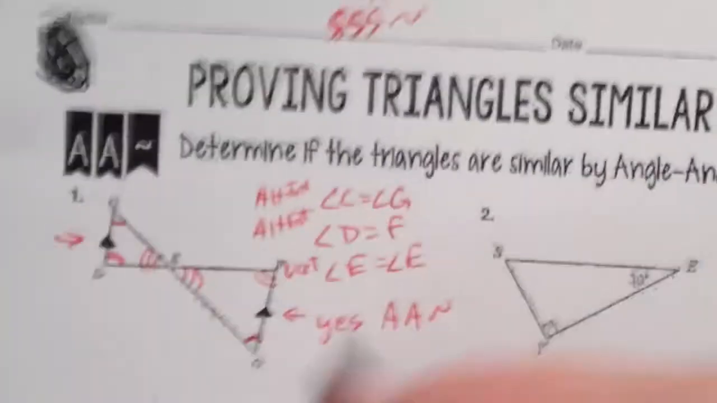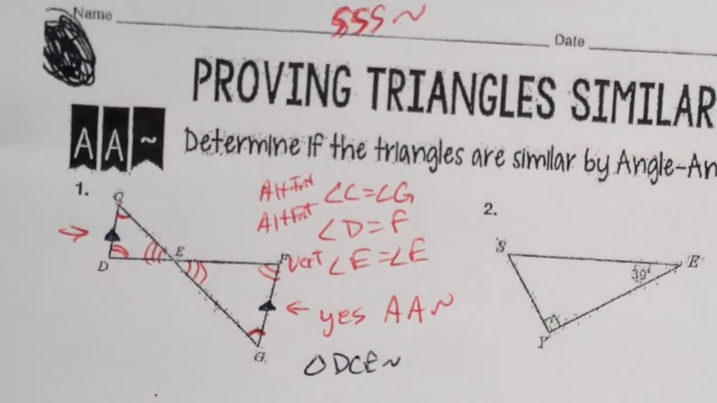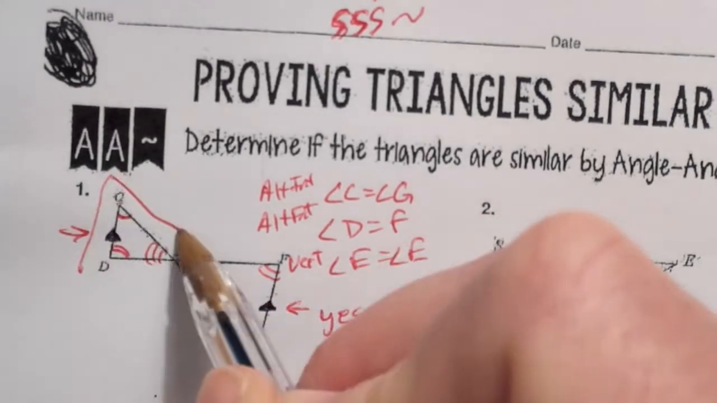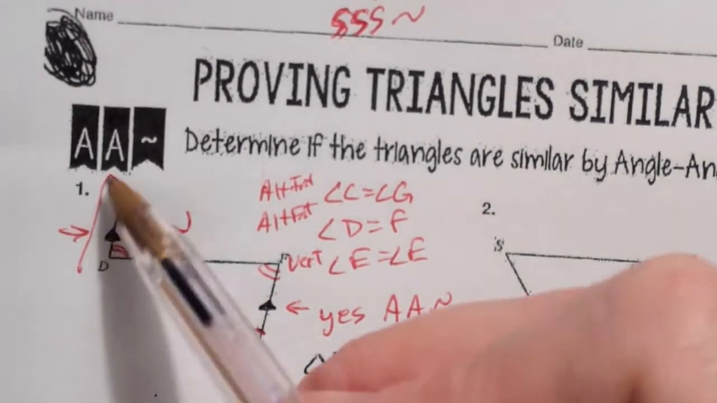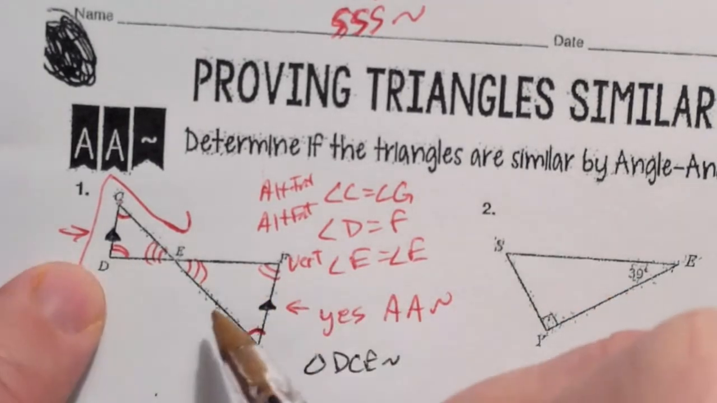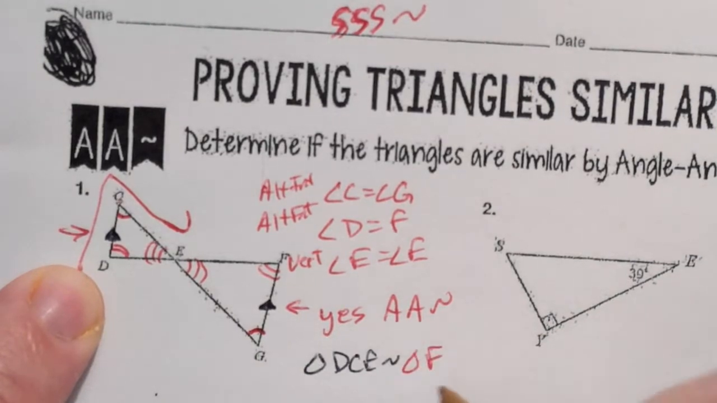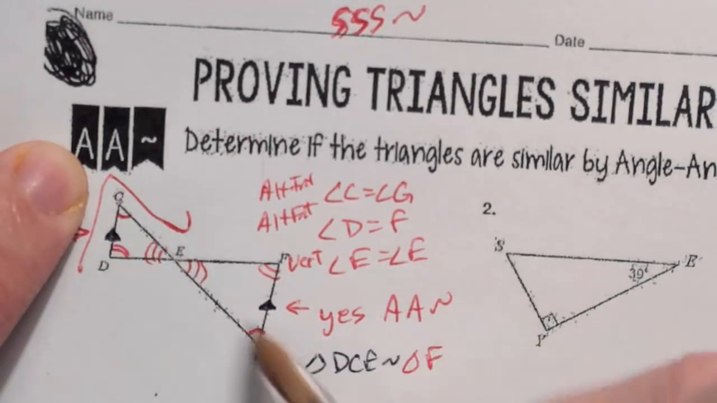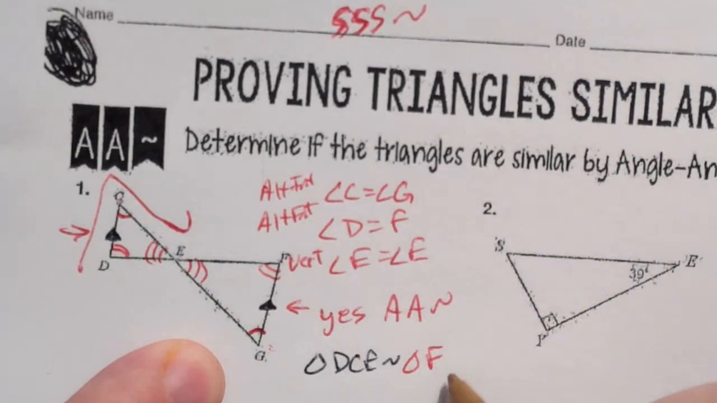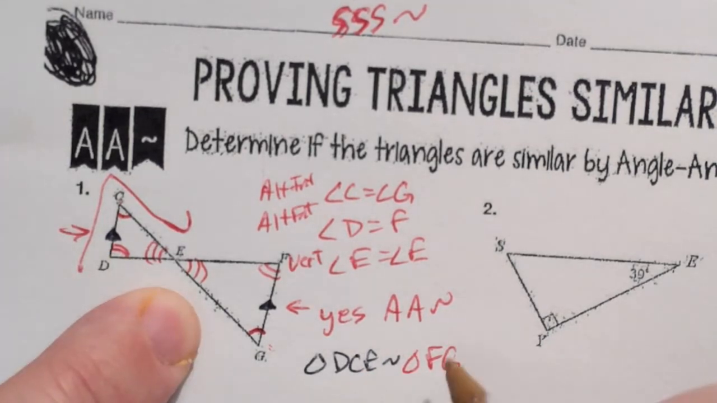Okay, so what if I said triangle DCE? Would be similar to what? Okay, so if I said DCE, now how did I do that? Okay, so D was a double. So what does D match up with? It matched up with the other double, F. So triangle F. C was a single. What matched up with C? Another single. That was G. And E was a triple. What was the other triple? E.